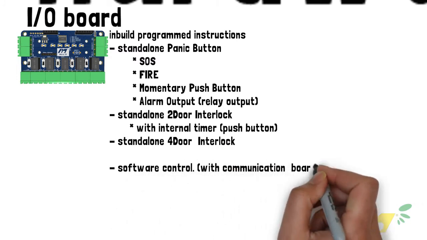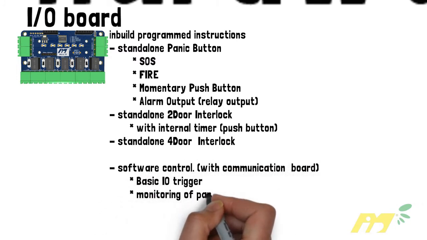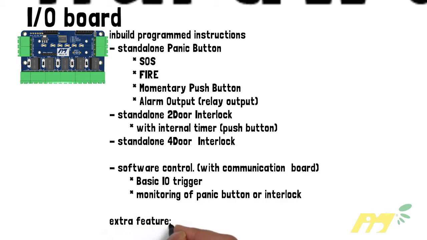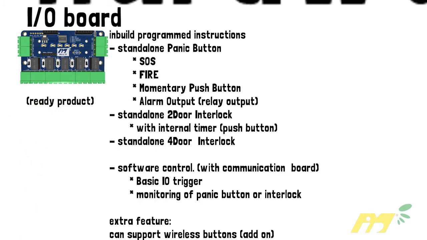Other things that it can do are standalone 2-door interlock with push button, standalone 4-door interlock, plus software control of basic input-output. It can also monitor the panic buttons of the interlock. A specialty of this board for interlock function is that by adding a few IO boards, you can use it for more than 4 doors.